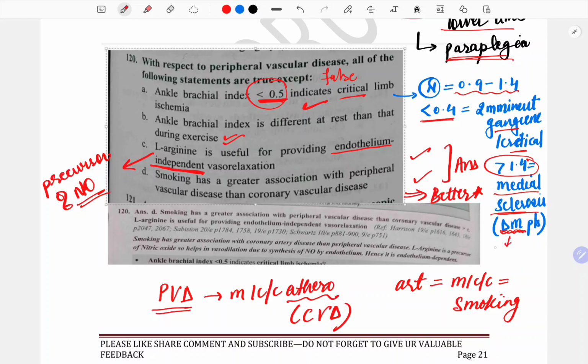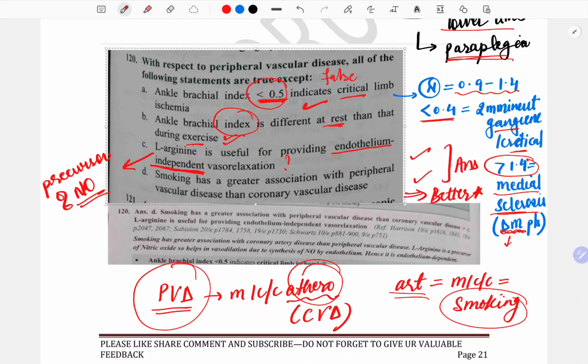So here we do the toe brachial index as well. Second, ankle brachial index is different at rest as well as exercise. This is right because the index parameters will deviate. Third, L-arginine is useful for providing endothelial independent vascularization. Okay, doubtful question, we don't know. Smoking has a greater association with peripheral vascular disease and coronary vascular disease. I told you peripheral vascular disease most common cause is atherosclerosis, and in the arterial most common cause is smoking.